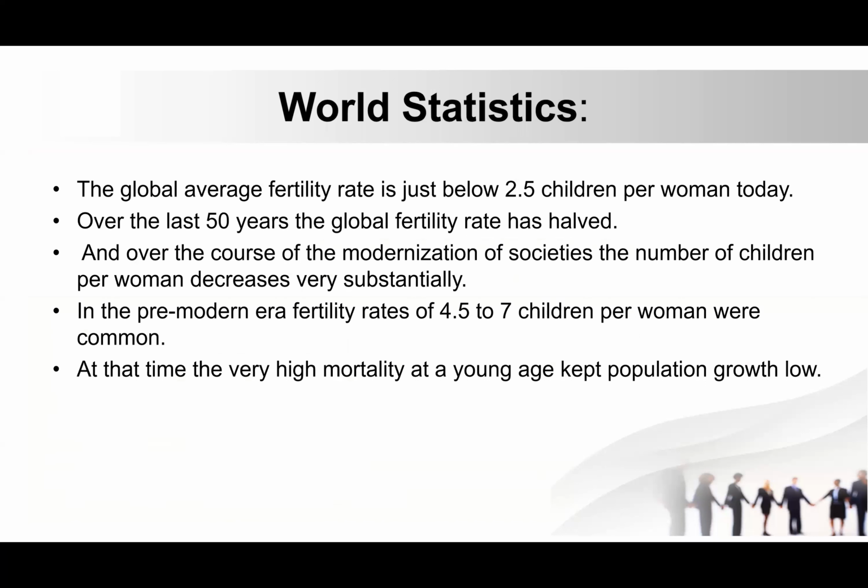World statistics. The global average fertility rate is just below 2.5 children per woman today. Over the last 50 years, the global fertility rate has halved. Over the course of the modernization of societies, the number of children per woman decreased very substantially. In the pre-modern era, fertility rates of 4.5 to 7 children per woman were common. At that time, the very high mortality at a young age kept population growth low.